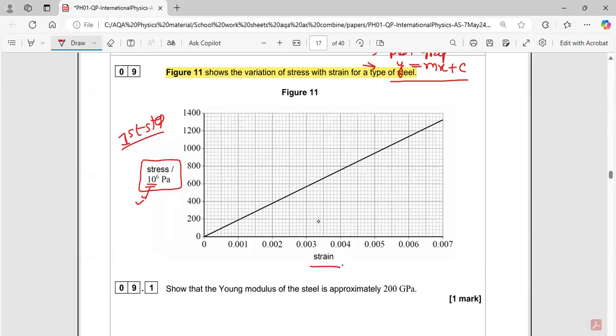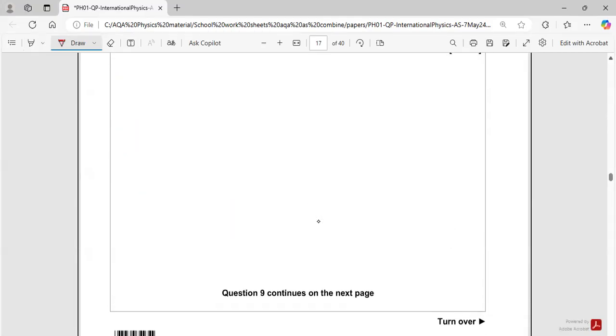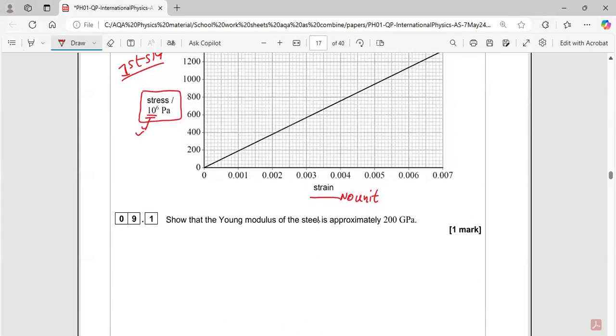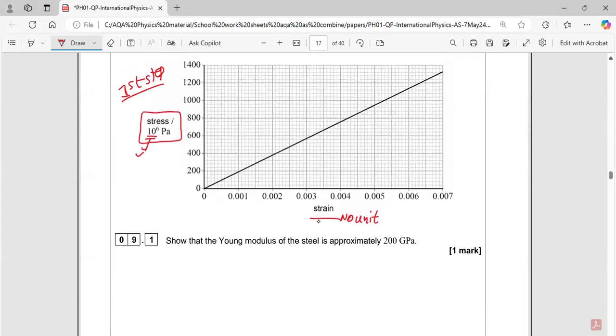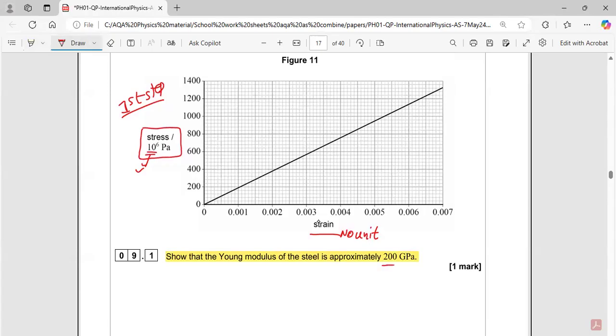The next is strain. You know strain has no unit, so that is easy going. If you look at the question, they're asking you to show that the Young modulus of the graph is approximately 200 gigapascal. Whenever they ask you to show, this is usually the easier part, and it is 1 mark as well. Now you have to use your knowledge.